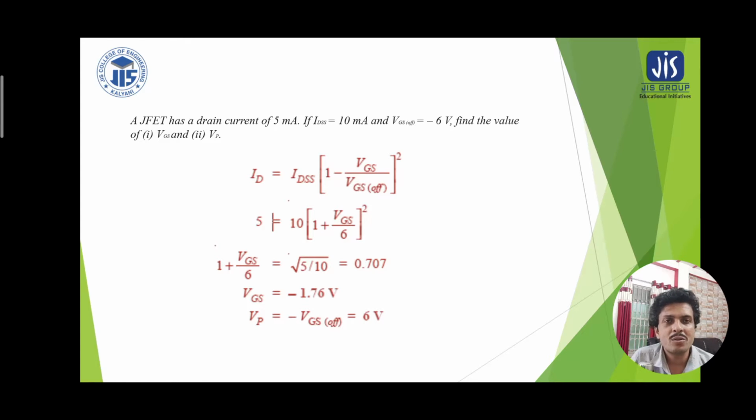And also another question is what is VP. VP is nothing but VGS off, and that is the 6 volt. So it is given the magnitude is 6 volt.